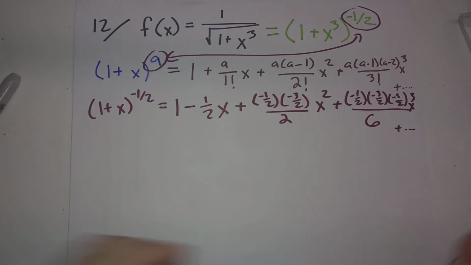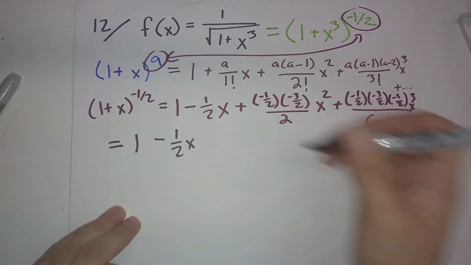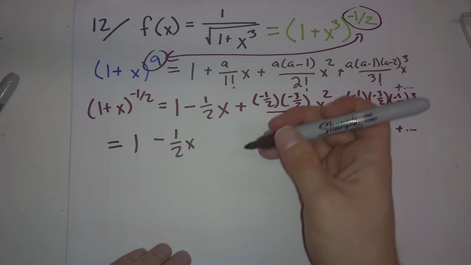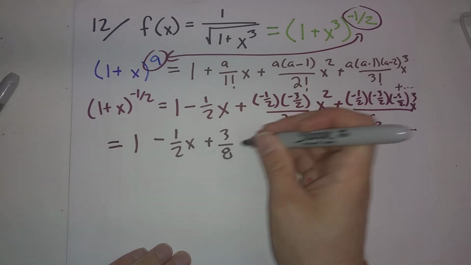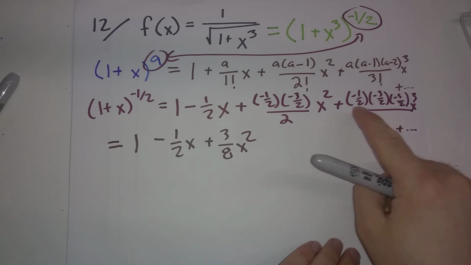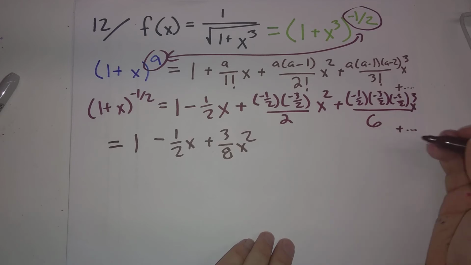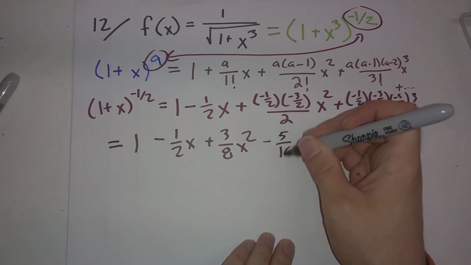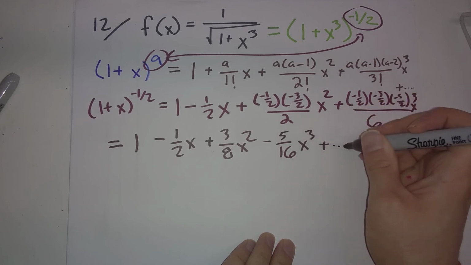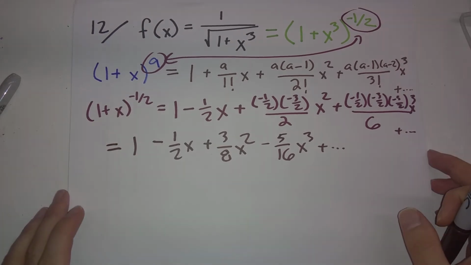If we want to simplify the coefficients here, 1 minus 1/2 x, this simplifies down to, minus times minus is plus, 3/8 times x squared. And this product here, when you multiply this out, ends up as minus 5/16 times x cubed. Okay, so we found the binomial series for (1 plus x) to the minus 1/2 power.